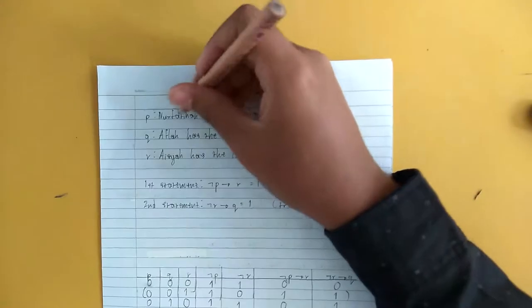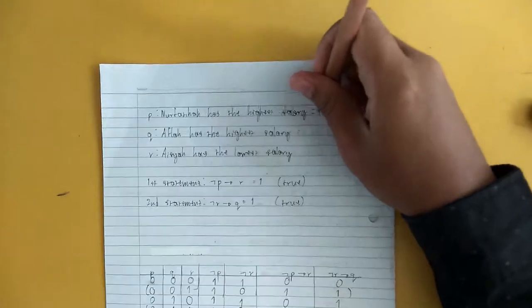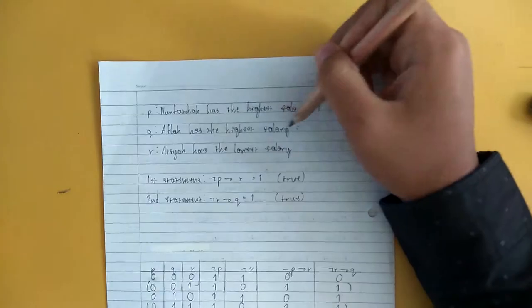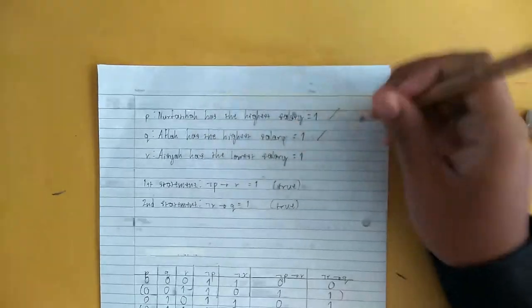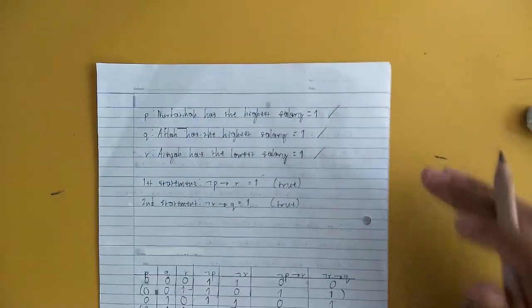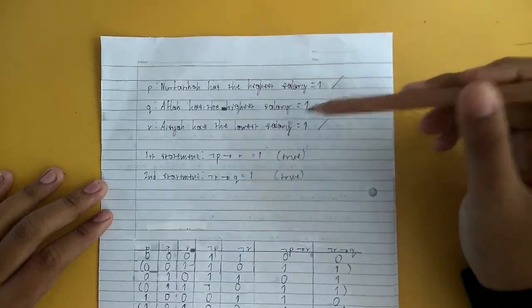So as we know, for the statement Nur Fatiha has the highest salary, P equals 1, so it's true. And Q, for the statement Aflah has the highest salary, equals 1, it's true. And finally R, for the statement Aisha has the lowest salary, equals 1, it's also true. So these are the answers. Let's go to the next question.